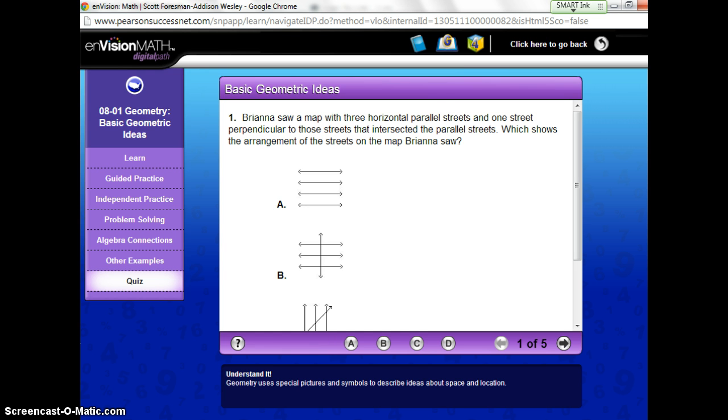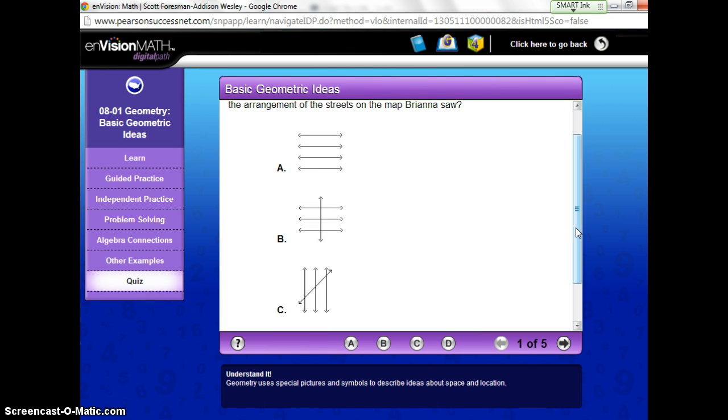First question. Brianna saw a map, and it had 3 horizontal parallel lines and then 1 street that was perpendicular to those. Which one is it? 3 horizontal lines and then 1 line that was perpendicular to it. Eileen? Perpendicular means it makes a perfect T. Yes. Here's 3 horizontal lines and then a line that was perpendicular. It made a perfect T.